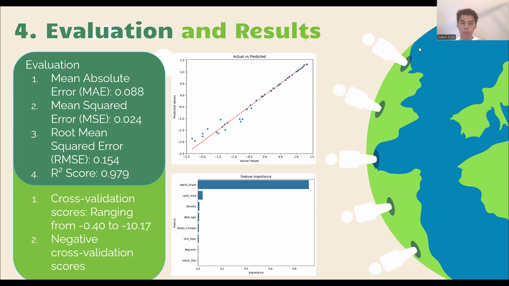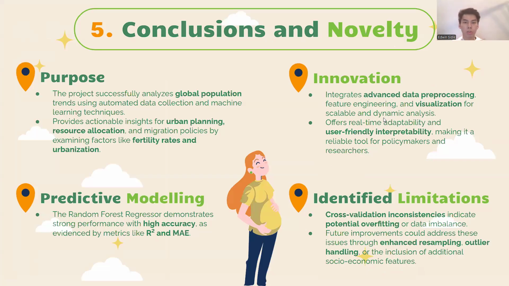Next are the conclusions. So the project successfully analyzes global population, and also adds insights for urban planning, resource allocation, and examines factors like fertility rates and urbanization. The predictive modeling shows high accuracy, evidenced through metrics like R squared and MAE. Also, the innovation integrates advanced data preprocessing and visualization for scalable and dynamic analysis. It is also user-friendly, so it is easier to interpret.